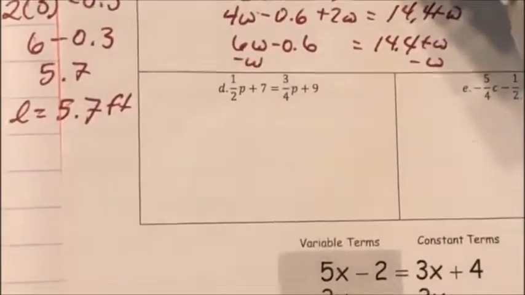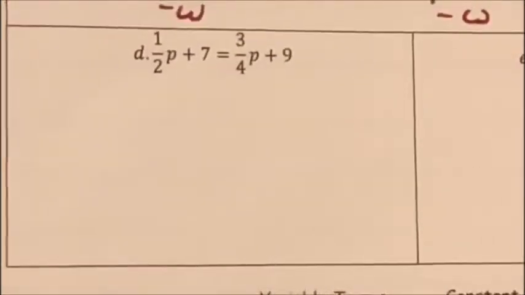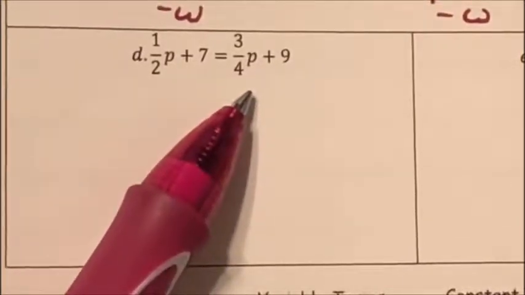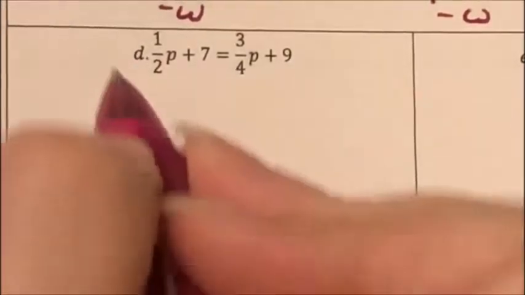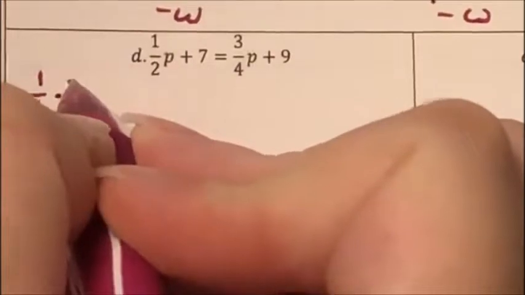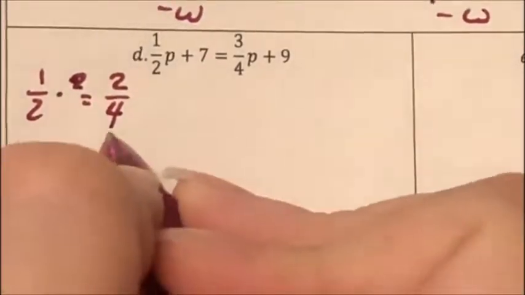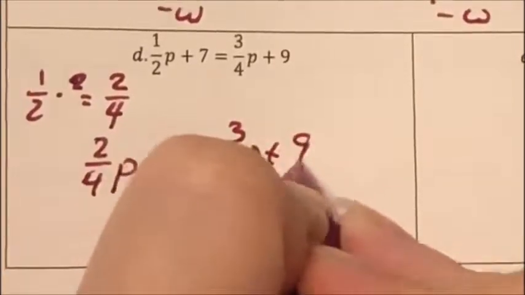All right, let's look at letter D. Letter D says 1/2 p plus 7 equals 3/4 p plus 9. Okay, so first thing I want to do is get p by itself, but I have 1/2 and 3/4. Those don't have a common denominator. In order to get 2 to 4, I have to multiply by 2. So 1/2 times 2 equals 2/4. Okay, so I have 2/4 p plus 7 equals 3/4 p plus 9.